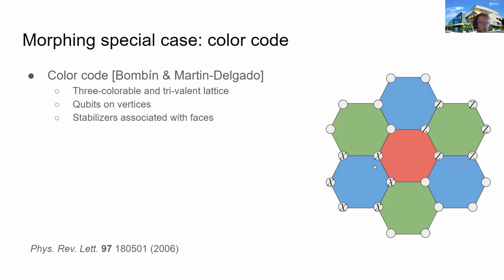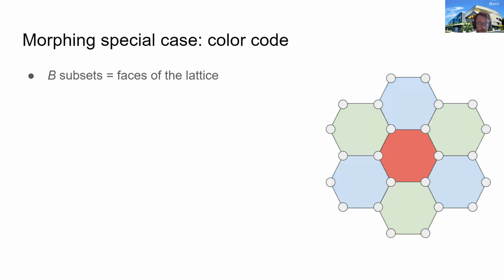For example, this blue face has a 6-body X term, and the green face has a 6-body Z term. For each face, we have one X stabilizer generator and one Z stabilizer generator. So what are our subsets going to be for this morphing procedure? Our choice is to choose faces of this color code lattice. This choice is inspired by a paper by Rieger and Terhal concerning something called the 422 concatenated toric code, and you can think of our results as taking this approach and generalizing it, in the color code context anyway.